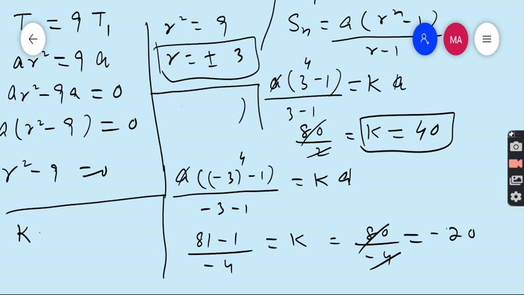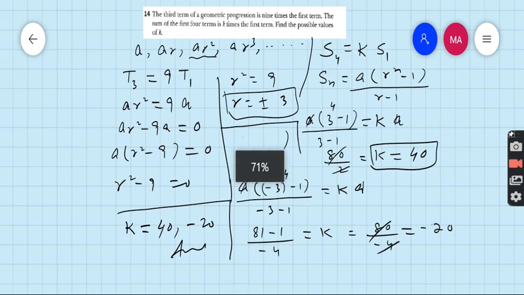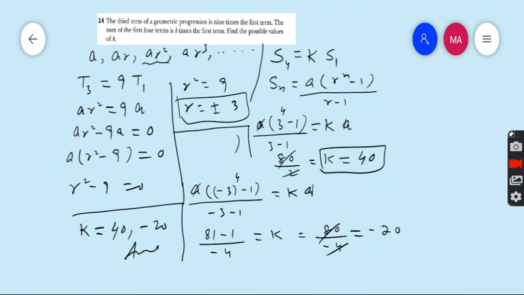Hence, the values of k are 40 and minus 20. This is the final answer of question number 14. That is why they ask to find the possible values of k. So there are two possible values of k, 40 and minus 20.